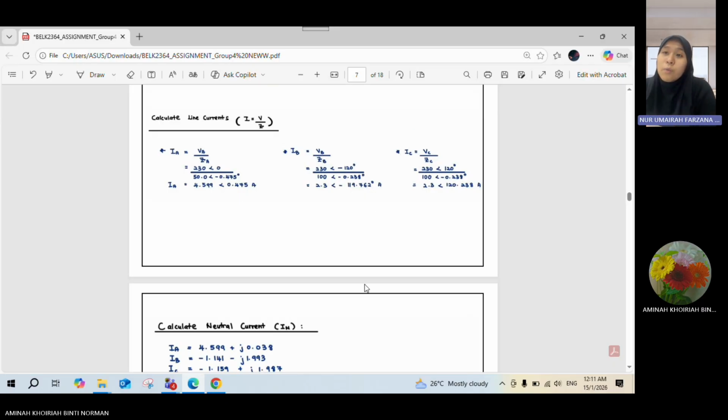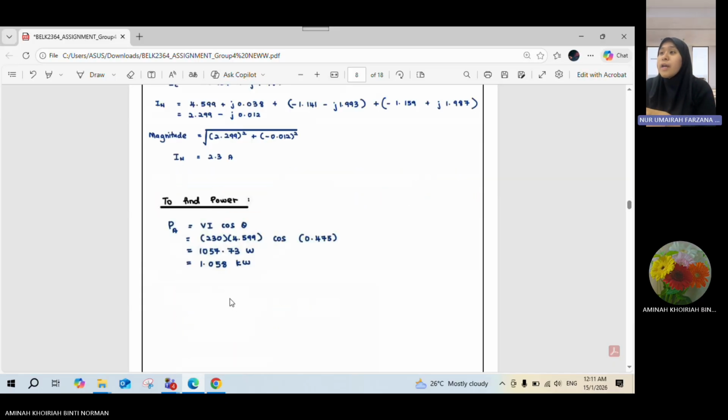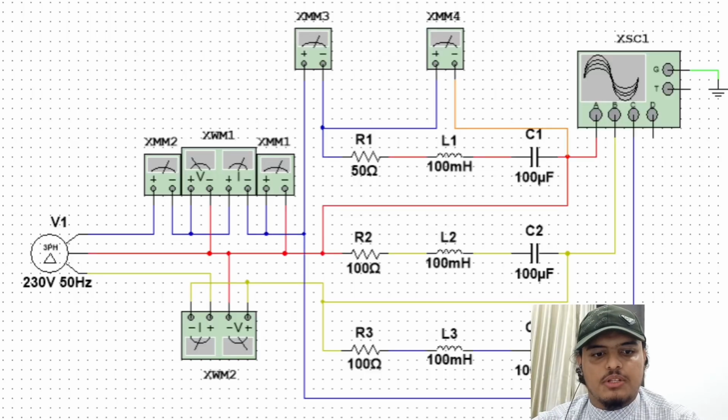And then we calculate the neutral current. For the neutral current we need to sum up IA, IB, and IC, and we got IN equals 2.3 ampere, the same as the simulation value. And then lastly we find the power for the wye-delta connection. By using the formula VI cos theta, we insert V, I, and the angle, and we got 1.058 kilowatt.